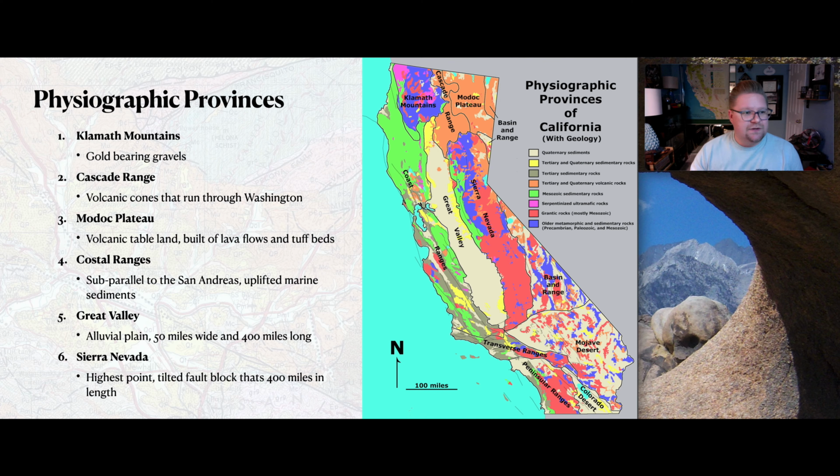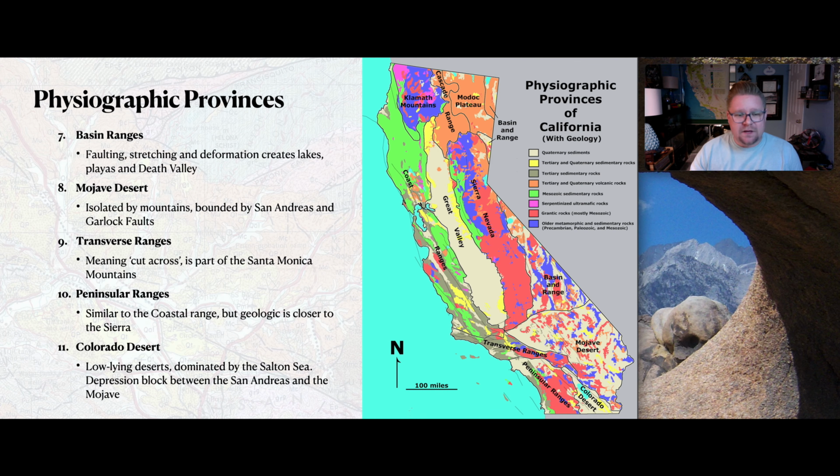So we can move on to the next slide, which wraps up provinces 7 through 11. We have the basin and range location, which is quite interesting. Faulting, stretching, and deformation create lakes, playas, and even Death Valley.